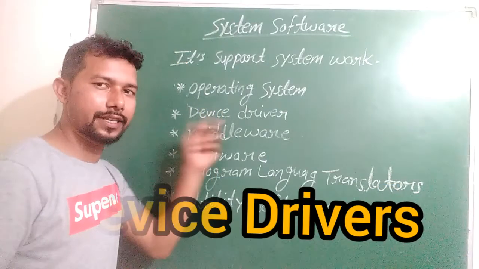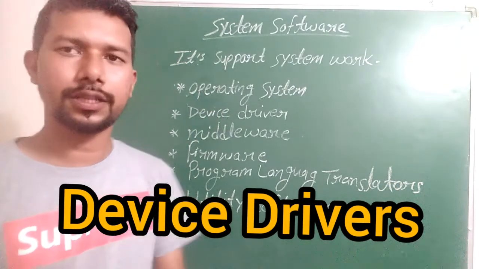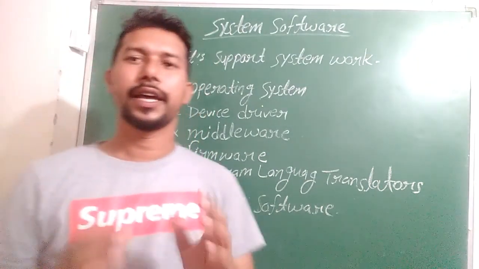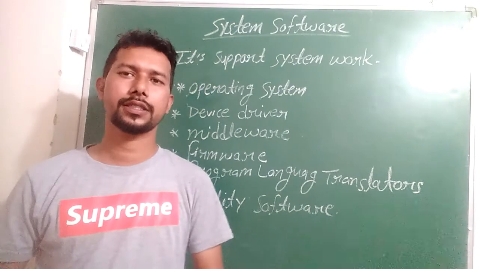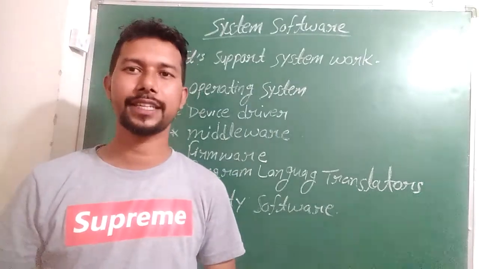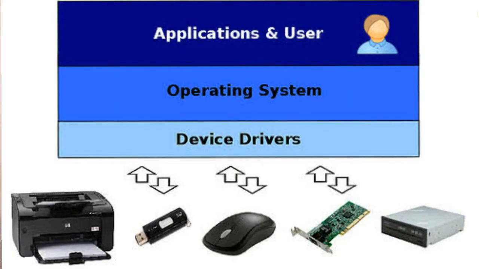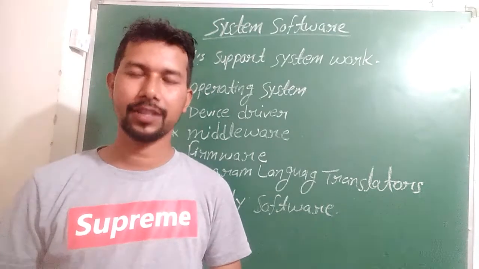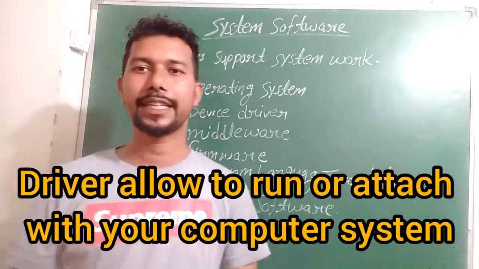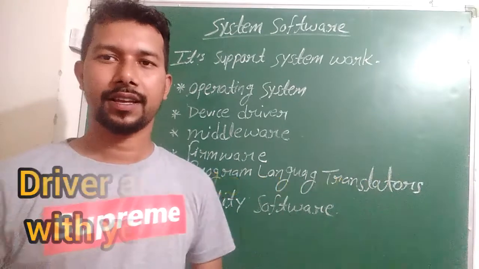Second is device driver. Students, your computer system has various types of devices. Every device must have its driver installed. Like if you install any other device like Bluetooth, you must install a driver. A sound card must have a driver installed. Without a driver, your device will not run.